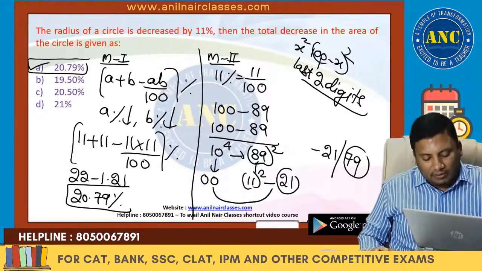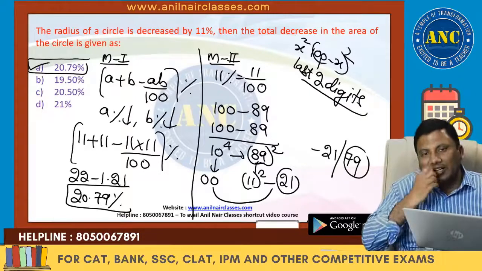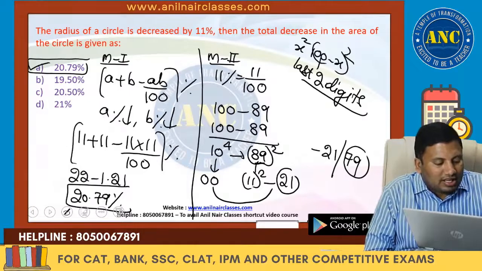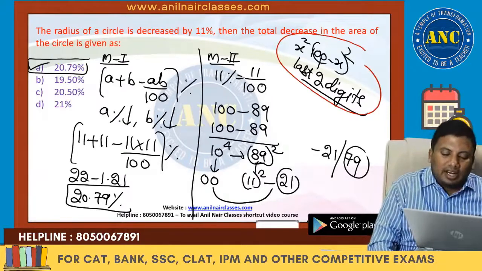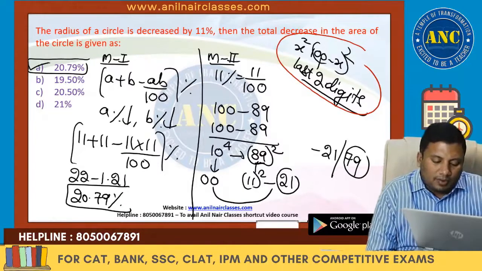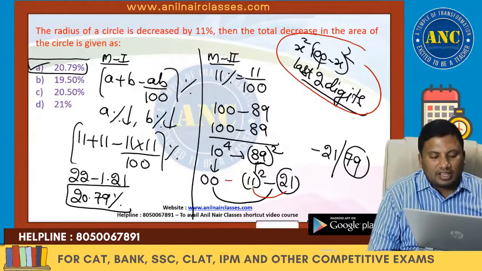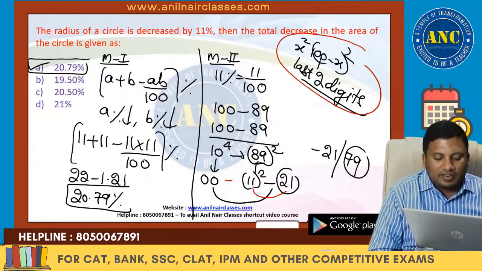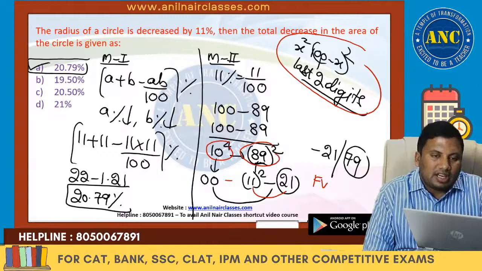Don't waste your time using your mathematical intelligence on 89 square. 89 square and 11 square, the last two digits will be the same. Why? Because x square and 100 minus x square have the same last two digits. 89 is 100 minus 11, so my 11 square is 21. There is a minus symbol: final minus initial. So the answer is 20.79. The idea is clear, right? So this will become 10 power 4 minus 89 square.